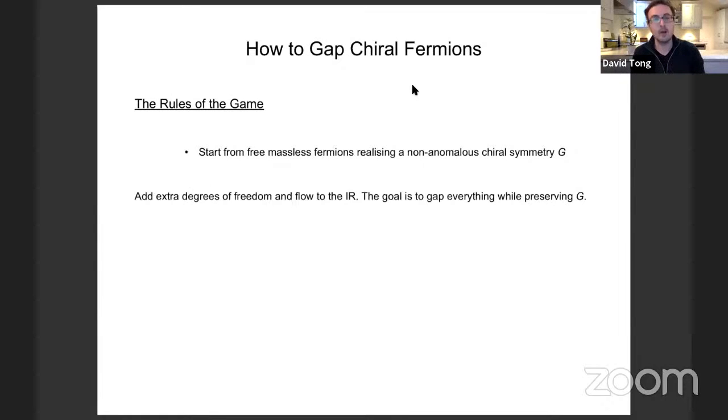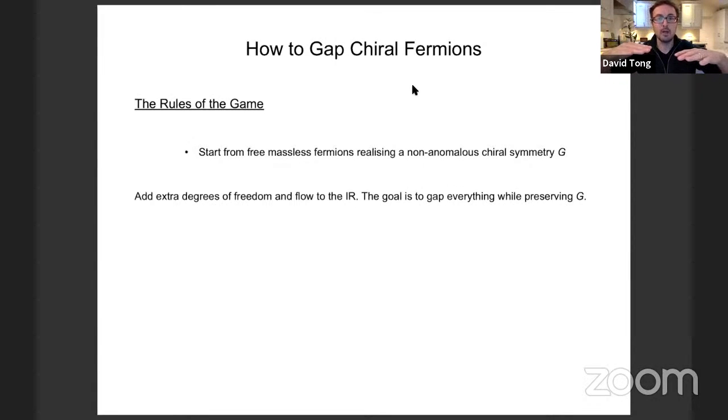So a standard mass term is out. You could write down 4-Fermi terms, but 4-Fermi terms in 4 dimensions are irrelevant. So they're not going to affect the theory in the infrared, and in particular, they're not going to achieve what we want, which is to give all the fermions a mass. So what we're going to have to do is, in addition to the massless fermions transforming under G, bring in some extra degrees of freedom. And I'll walk you through what properties these extra degrees of freedom have. But roughly speaking, here's what we want.